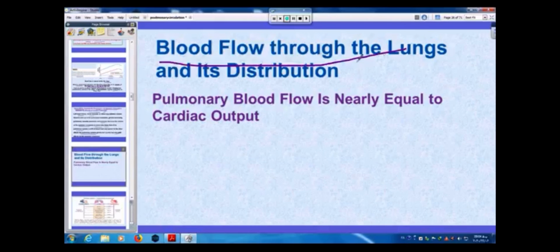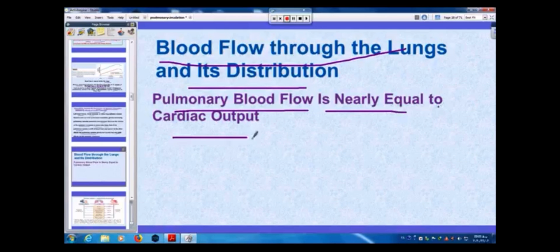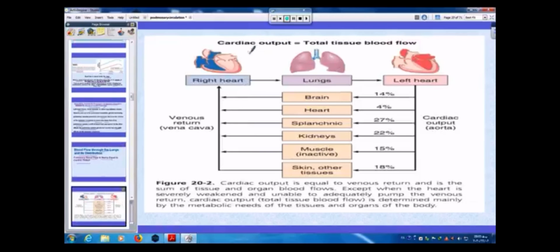Blood flow through the lungs and its distribution is very important in the lung circulation. Pulmonary blood flow is nearly equal to the cardiac output. In the figure you can see the cardiac output is equal to the total tissue blood flow, and you can see the right heart blood enters the lungs, and from the lungs enters the left heart. This shows the cardiac output is equal to the venous return, the sum of the tissue and organ blood flows.